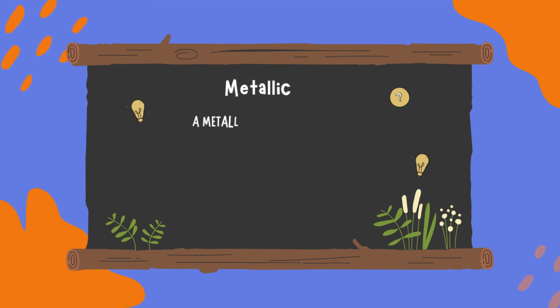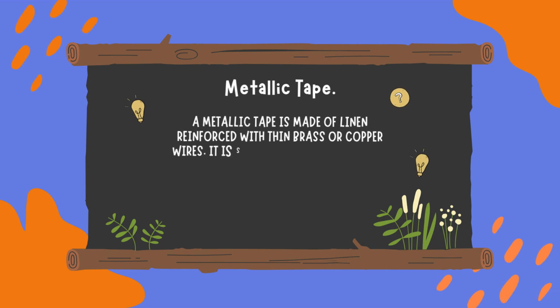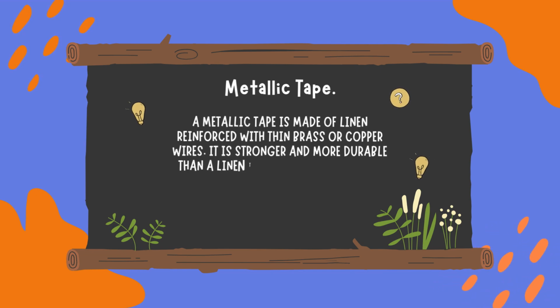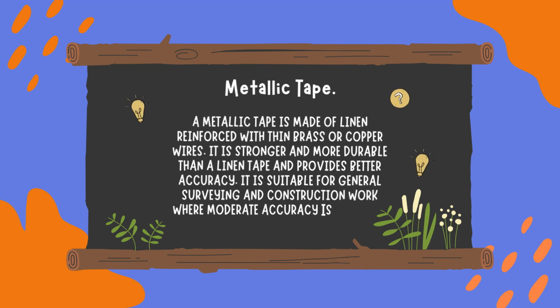The second type is the metallic tape. A metallic tape is made of linen reinforced with thin brass or copper wires. It is stronger and more durable than a linen tape and provides better accuracy. It is suitable for general surveying and construction work where moderate accuracy is required.